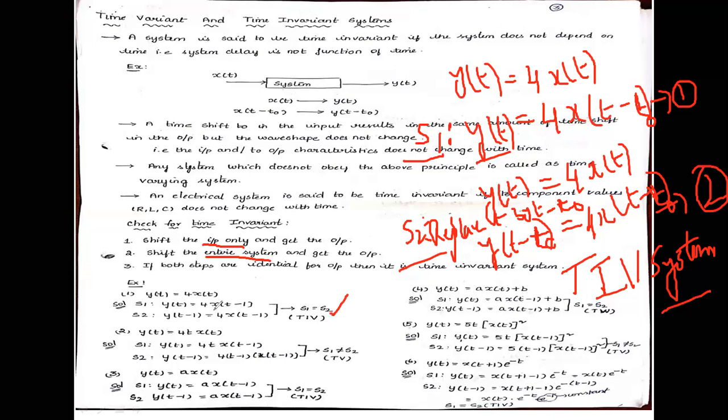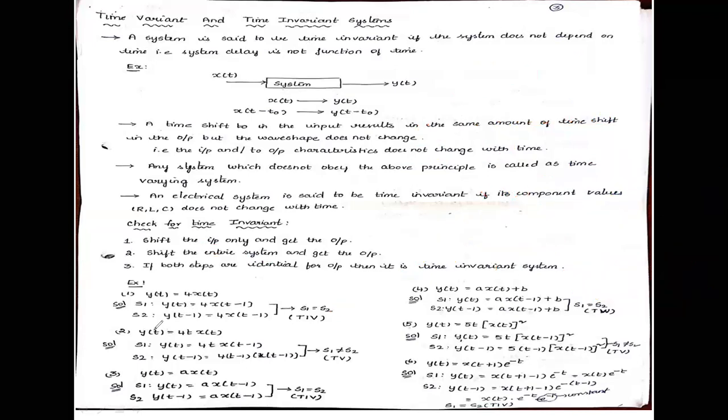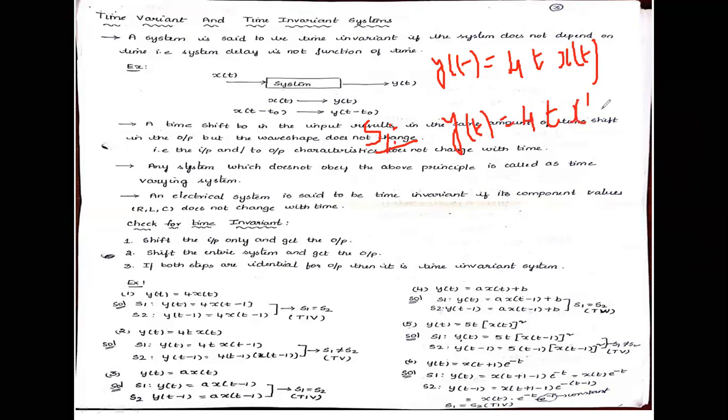Okay, my dear students. Take the second example. Here the second example says y of t is equal to 4t x of t. What is step 1? Only the input changes. y of t is equal to 4t, and the input here is x of t. So I am changing only the input. The input is delayed by one sample. Let it be equation 1.